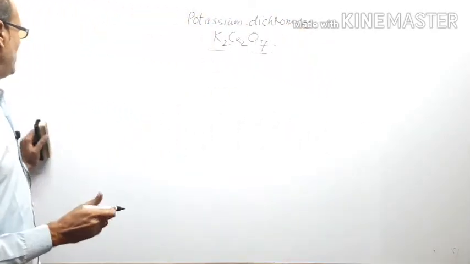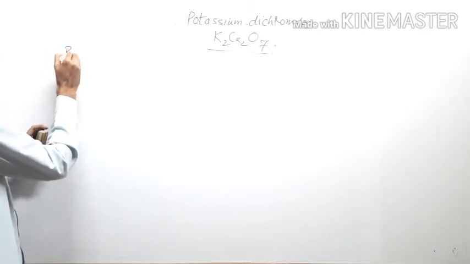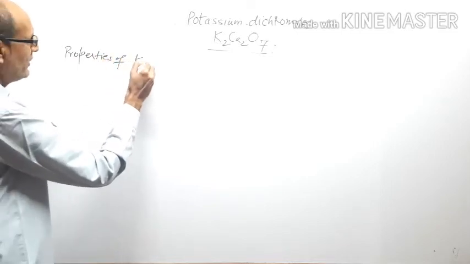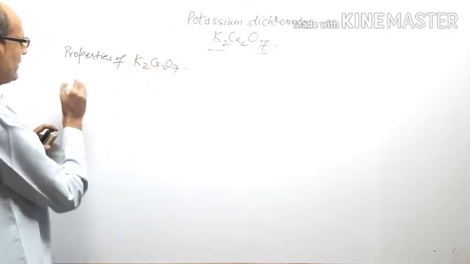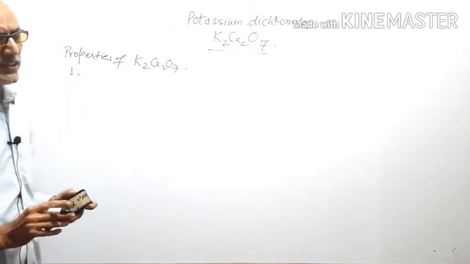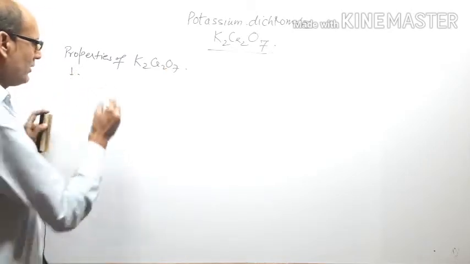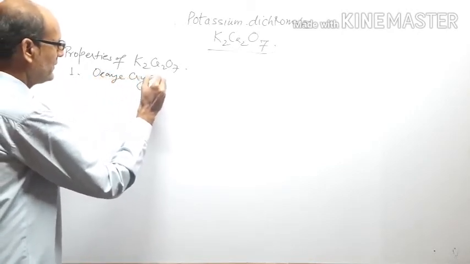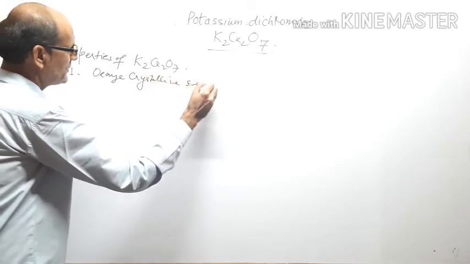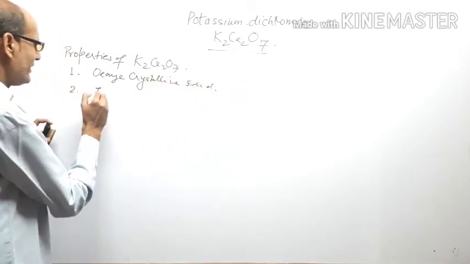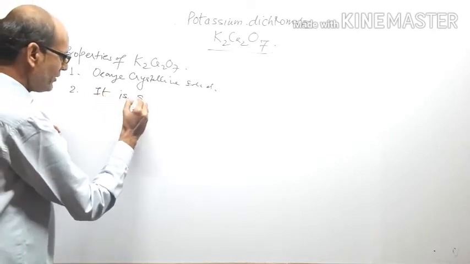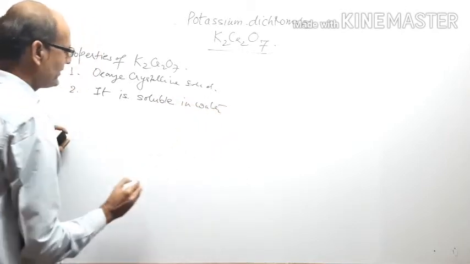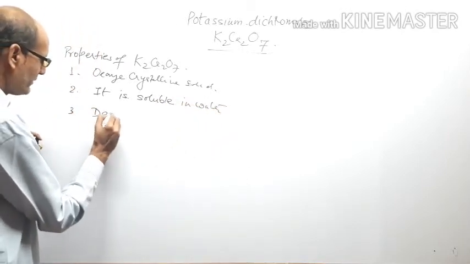Now the properties of potassium dichromate, properties of K2Cr2O7. First property, it is an orange color crystalline solid. Number 2, it is soluble in water. Number 3, decomposition.